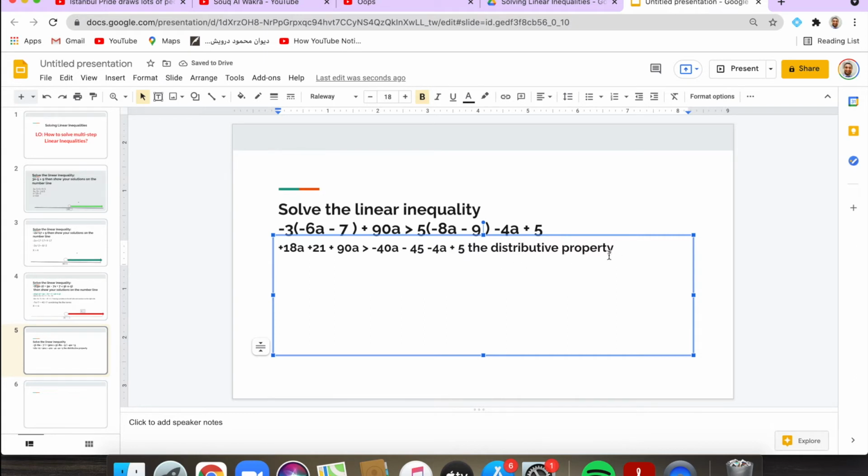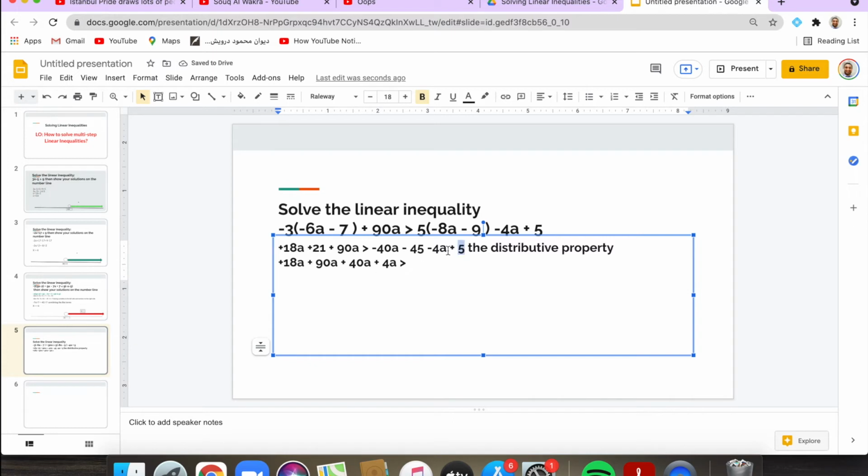Now my second step is moving all the variables to the left side, which is a, and the numbers to the right side. So positive 18a, leave it as it is. Positive 21, leave it for the other side. Plus 90a. Now go to the right side. You have negative 40a on the right side. I would move it to the left side and change its sign. It will be positive 40a. Then I have also negative 4a on my right side. I will move it to the left side, so it will be positive because I will change the sign. Greater than, nothing will happen to it. It will stay the same.